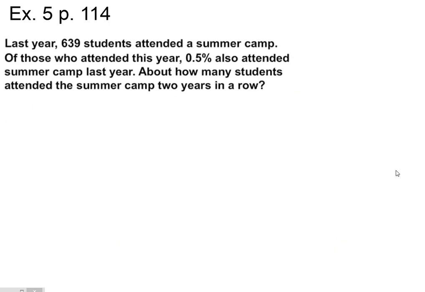Okay, last problem is example 5 on page 114. Last year, 639 students attended a summer camp. Of those who attended this year, 0.5% also attended summer camp last year. About how many students attended summer camp 2 years in a row? So we're looking at the students from last year and this year. Now, what I would do is let's take 639 students and let's find 1%, because 0.5% is half of 1.